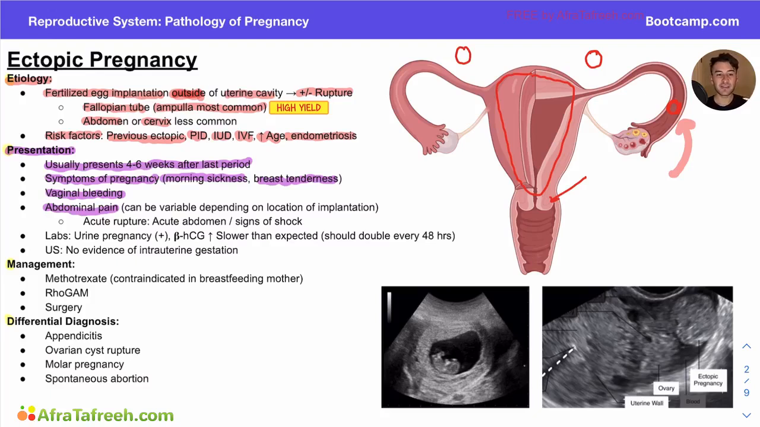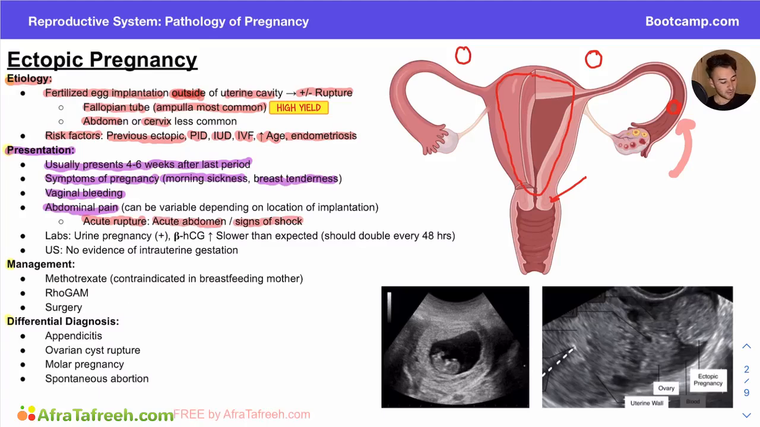And so using the characteristics of the pain to identify an ectopic pregnancy is not the best route, because these can present very differentially. Additionally, in the case of acute rupture, these patients are going to have an acute abdomen. So that's something really important to know, that acute abdomen and signs of shock are going to be a sign that an ectopic pregnancy has ruptured.